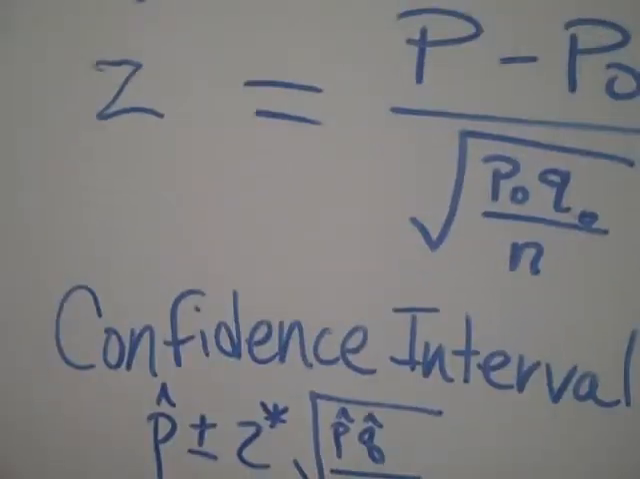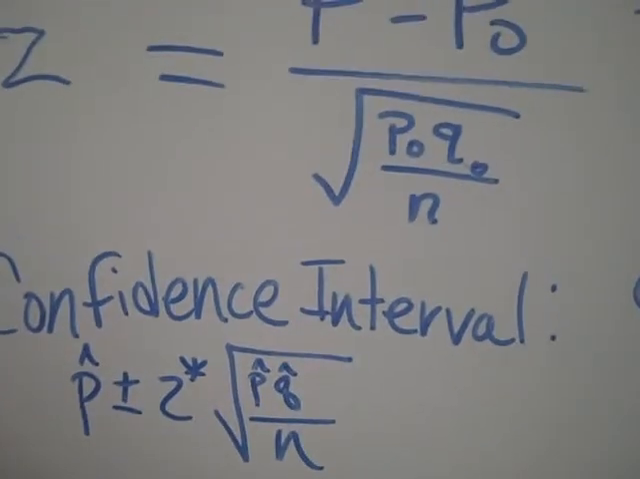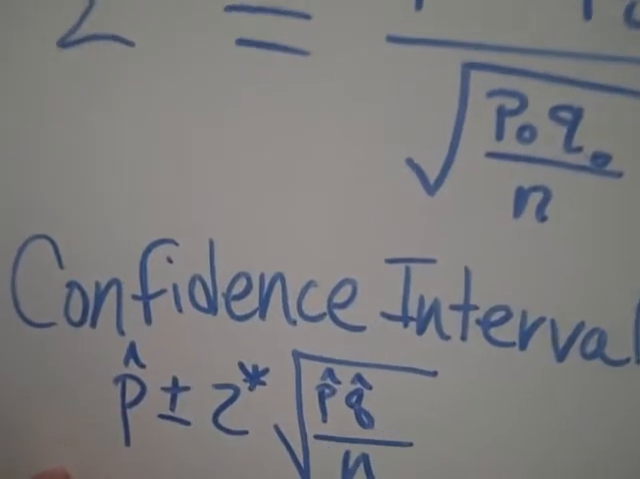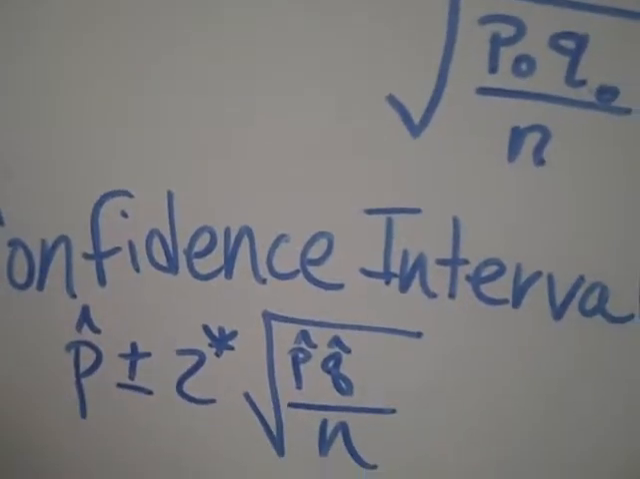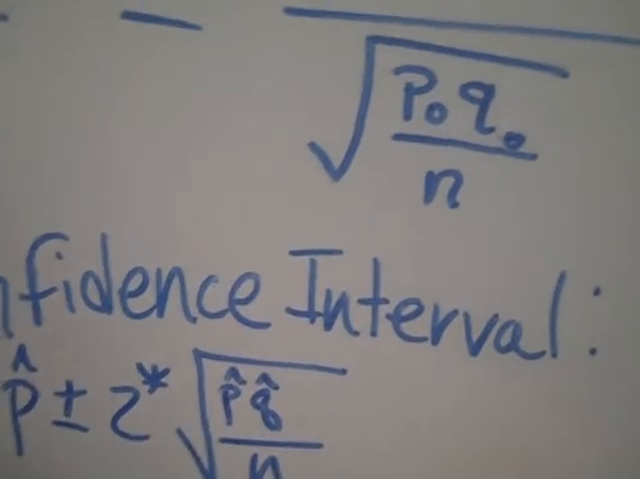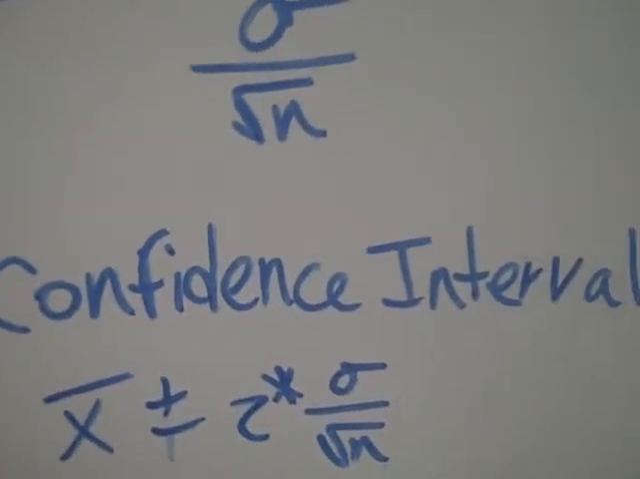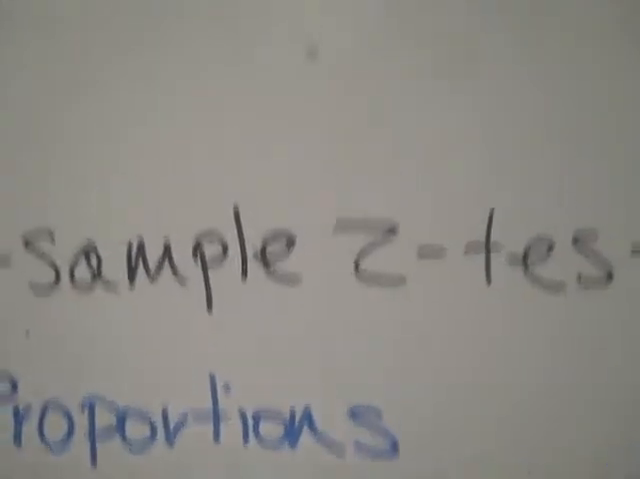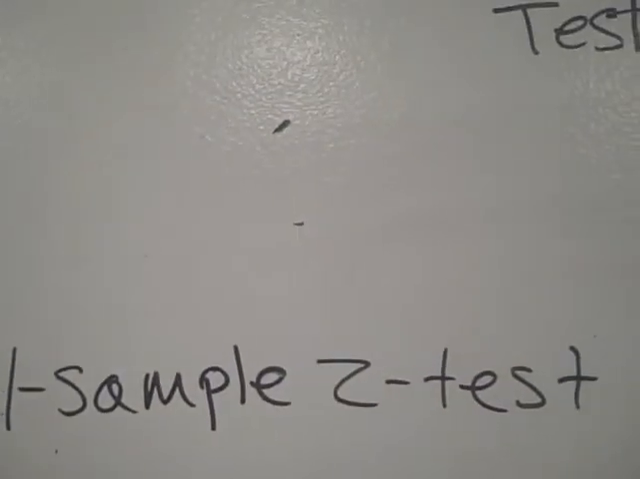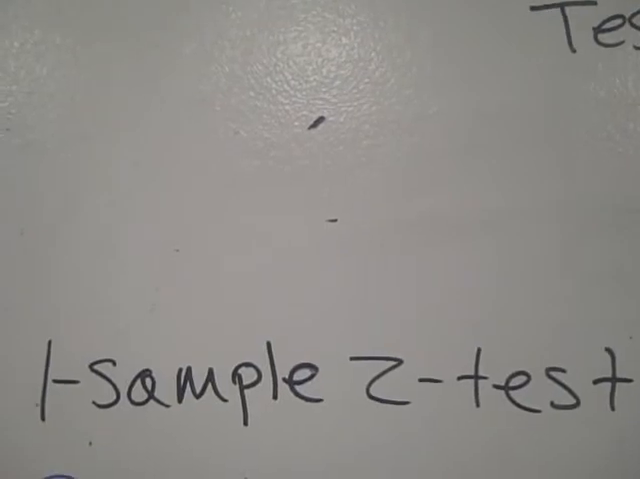And confidence interval. This is to estimate like the true proportion of men is between blank and blank, and this is to estimate like the true height is between blank and blank. So this is one-sample z-test, and you always have to use z-test when you're talking about proportions.